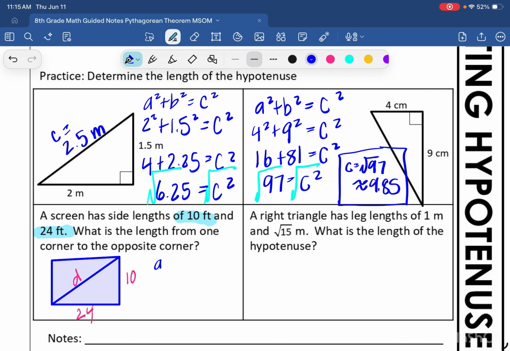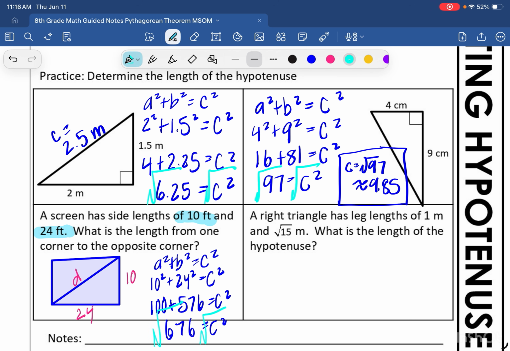We'll have a squared plus b squared equals c squared. Substituting in my side lengths, I have 10 squared plus 24 squared equals c squared. So 100 plus 24 squared, which is 576, equals c squared. So 676 equals c squared. Last step, take the square root, and the square root of 676 is 26, so 26 feet.